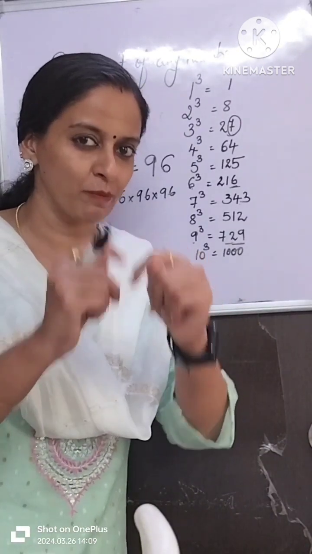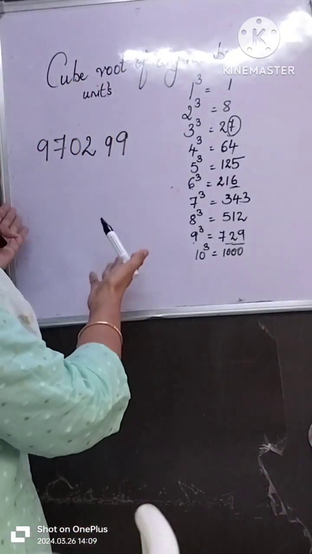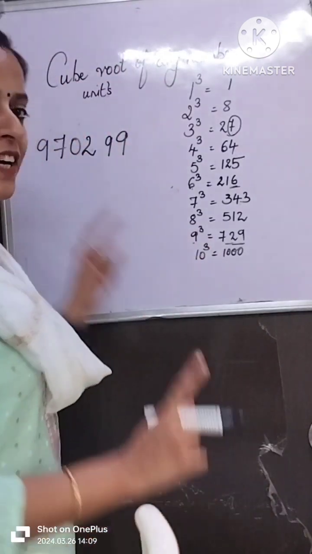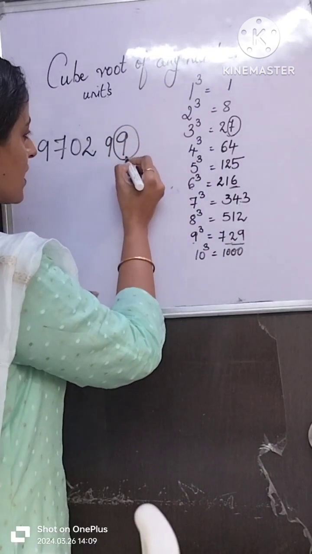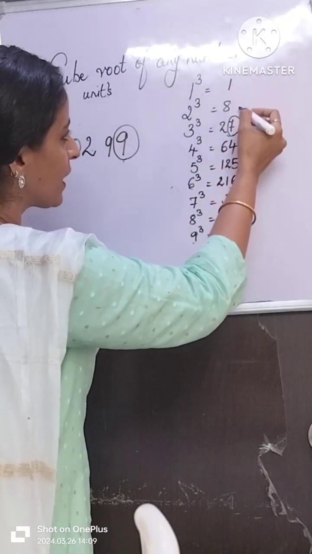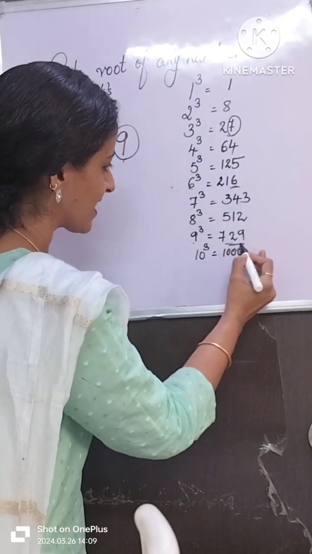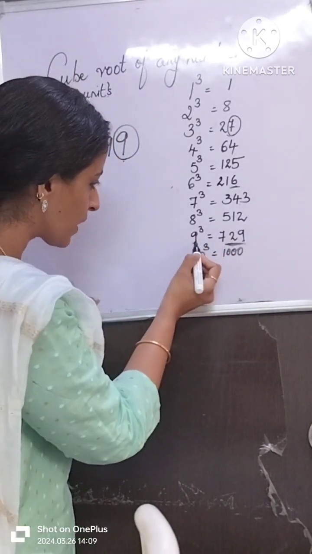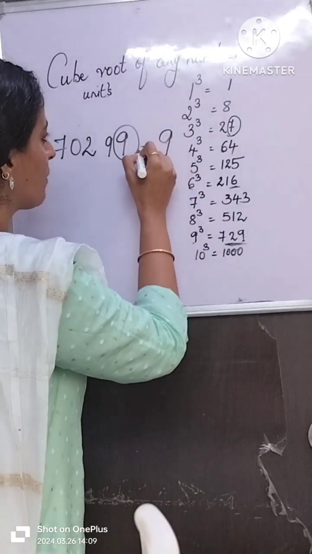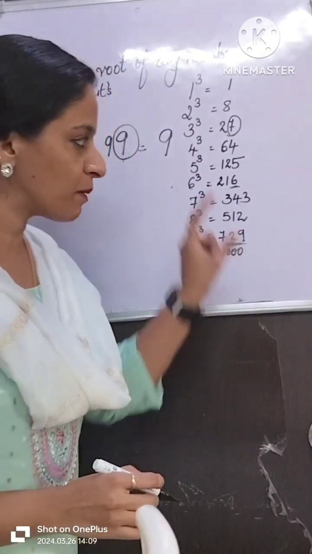Let us go for one more example. This time I have come up with again a 6-digit number. First step, look at the digit in the units place. The units place digit is 9. Hunt for the number with 9 in the units place. Yes, here we have 729. Which is the number corresponding? 9. So the number in the units place will be 9.